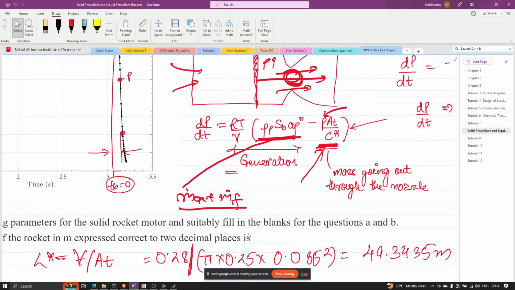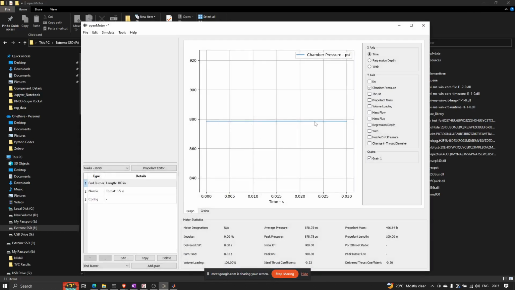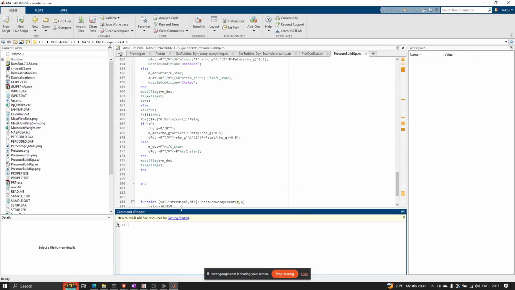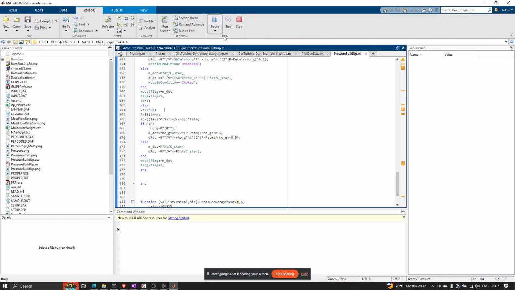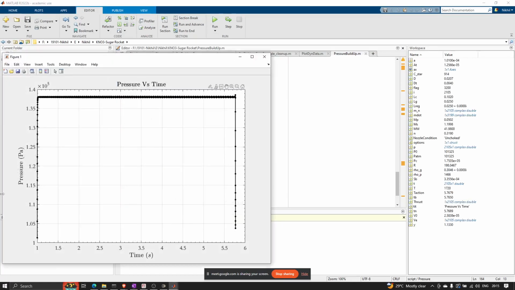When you equate the generation and the mass that is going out, when you balance this, you'll get the steady state equilibrium pressure. This tool just tells you this part. But if you have to calculate from the basics, you have to write your own code. Then you'll get transients like this.